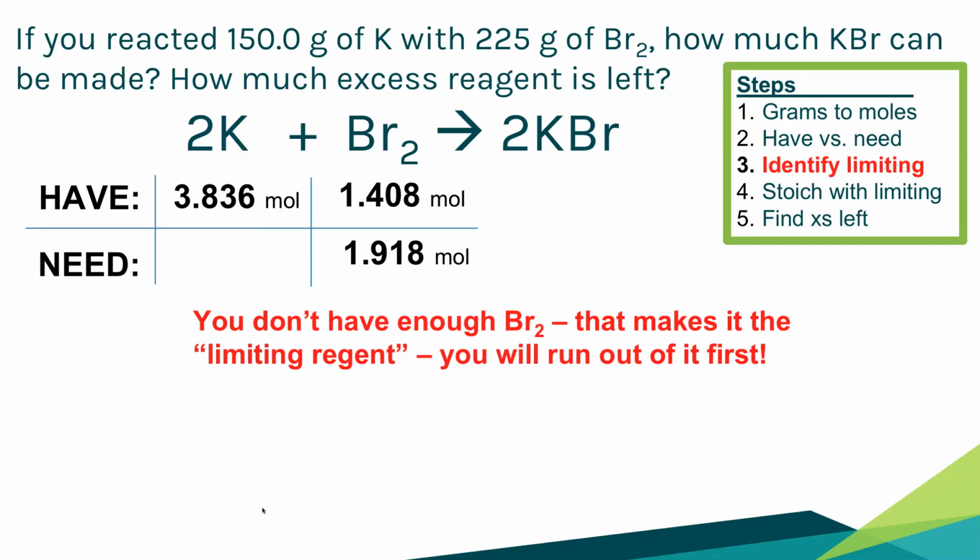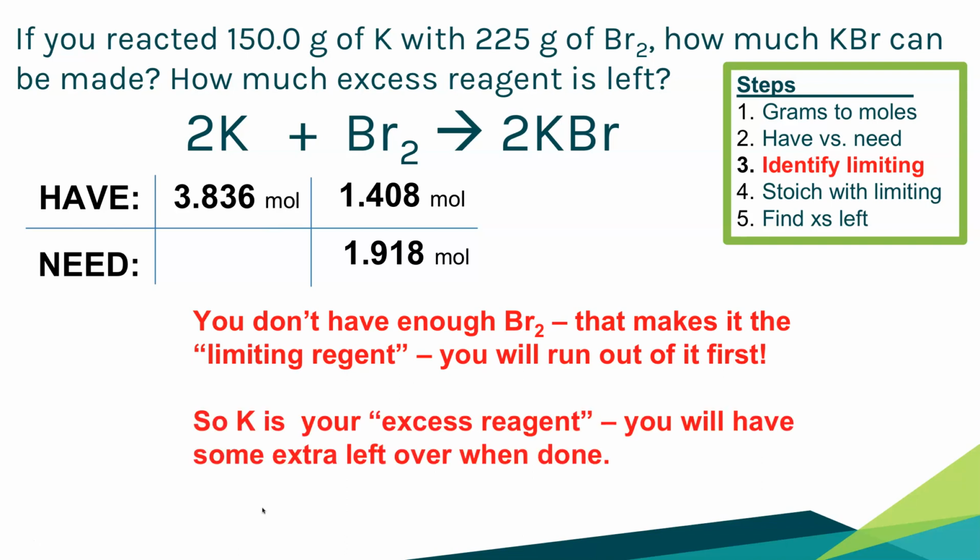Alrighty then. So we figured out we do not have enough bromine. That makes it the limiting reagent. You're going to run out of this first. Therefore, potassium is going to be my excess reagent, and you will have some extra left over when the reaction is done. So, again, quick reiteration. Pick one of your reactants, solve for how much of the other one you need, and then compare the have to the need. Now, please note, showing this work is what I'm looking for. Doing the stoichiometry in order to determine which one is limiting is what is required.